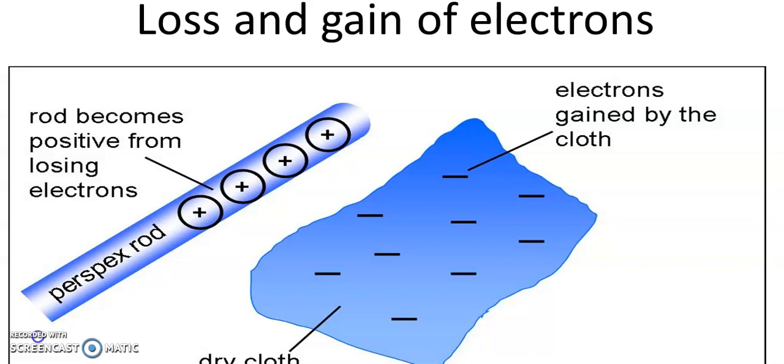When an object gains electrons, it is said to be negatively charged. And when an object loses electrons, it is said to be positively charged. And now let us see the example.